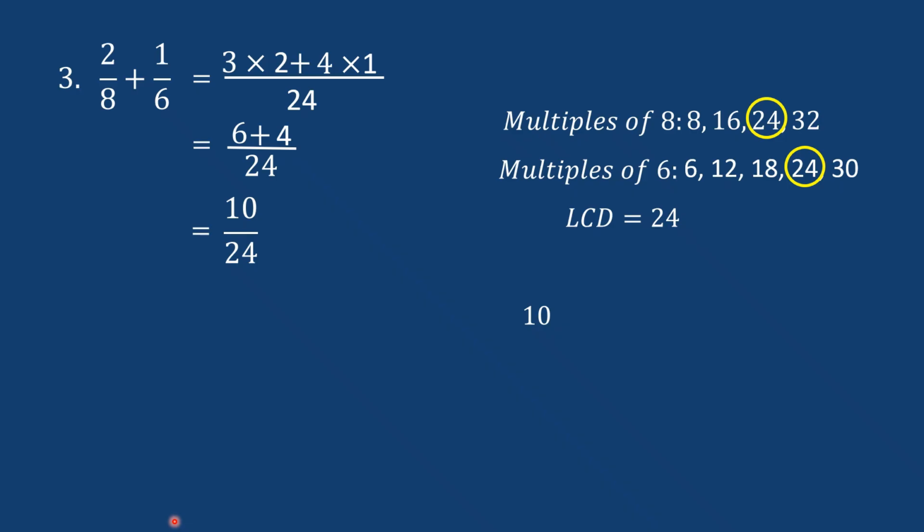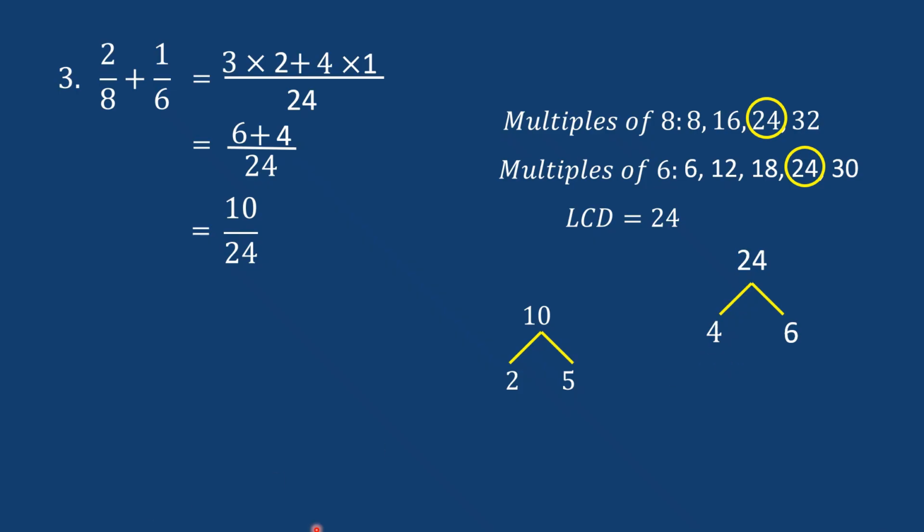Think of two numbers that multiply to 10. 2 and 5. 2 times 5 is equal to 10. 2 is a prime number. 5 is a prime number. Then 24. Think of two numbers that multiply to 24. 4 and 6. 4 times 6 is 24. 4 is not a prime number. 6 is not a prime number.